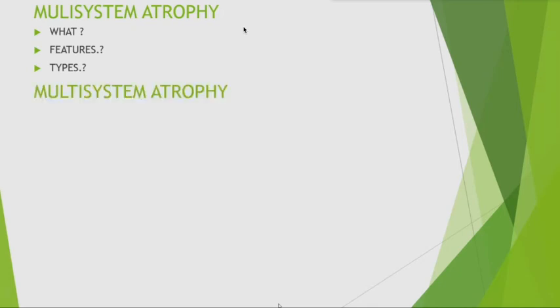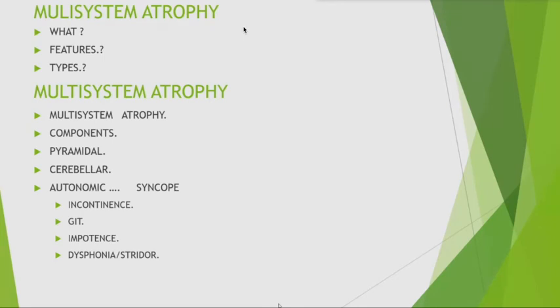So multi-system atrophy has pyramidal, cerebellar, and autonomic components. Autonomic disturbance can present with syncope, incontinence, GIT problems, diarrhea, impotence, dysphonia, and stridor. So these are the things you look for in multi-system atrophy. Accordingly, you classify them into P, C, and autonomic. Three types are there. So the next differential diagnosis will be progressive supranuclear palsy.